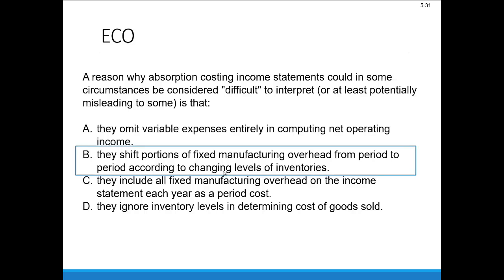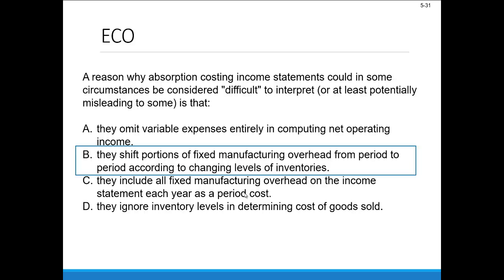So the answer there is B, because they shift portions of fixed manufacturing overhead from period to period according to changing levels of inventory. Right? Again, these fixed overhead costs are being incurred each period regardless of what's being produced. So when we attach those costs to inventory, that could potentially be misleading in terms of our costs of operation and what decisions might affect those.